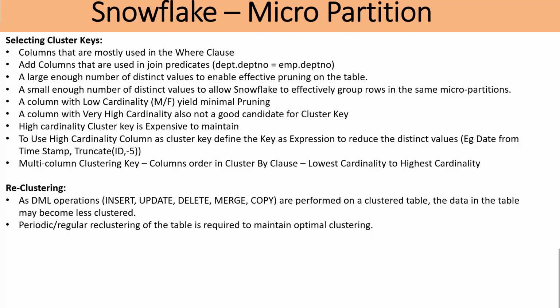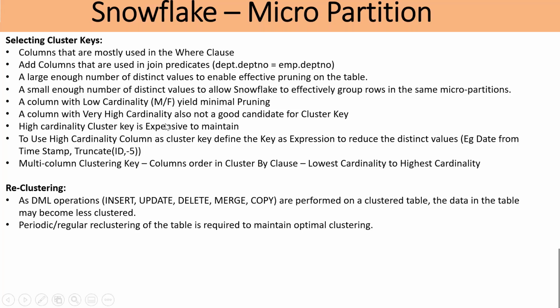And if you have, for example, states in India, and the data is segregated by states, you have only 25 states. When you look at the organization of micropartitions, the 25 states are organized properly and Snowflake can effectively group them. If you have a column with two values, male, female, or yes or no kind of thing, that yields minimal pruning. It means 50% of the data still has to be scanned, so it's not an effective pruning method because 50% is still there.